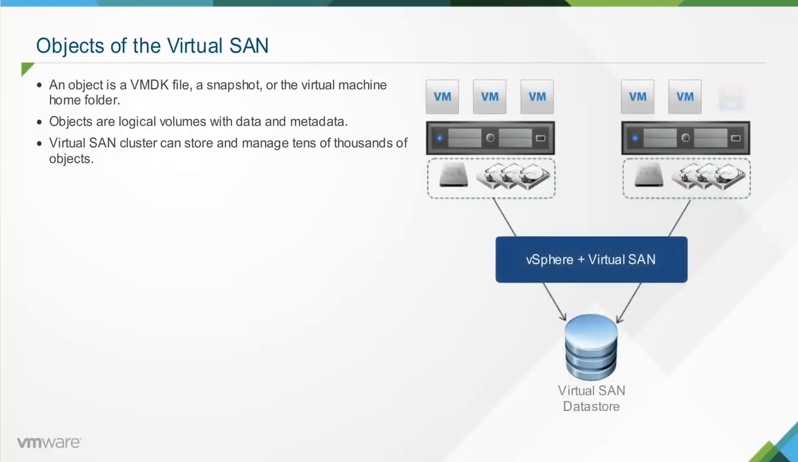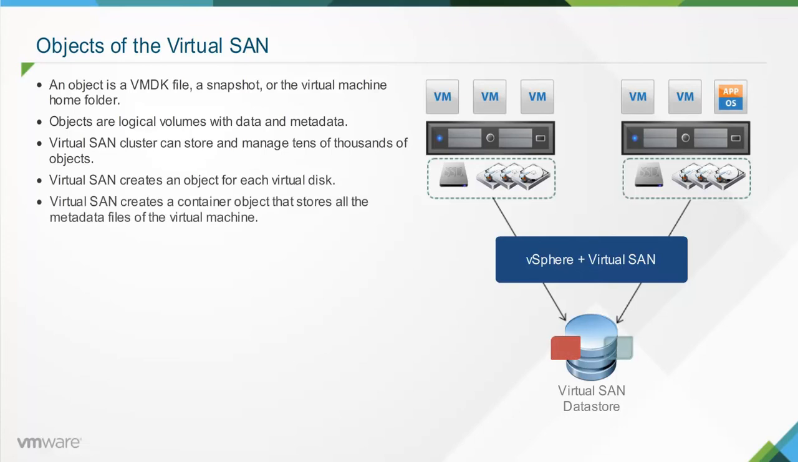When you provision a virtual machine on a Virtual SAN Datastore, Virtual SAN creates an object for each virtual disk. It also creates a container object that stores all the metadata files of the virtual machine. All virtual machine files, excluding VMDK's Delta files and the swap, reside in this home directory on the Virtual SAN Datastore.